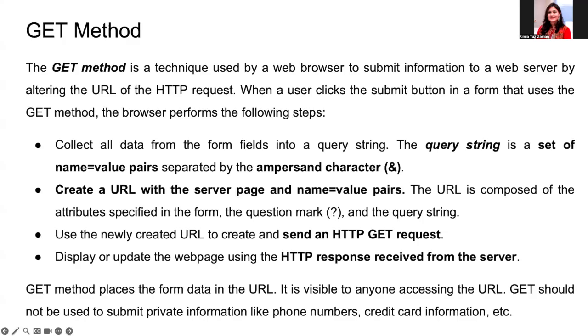Because the form data is visible in the URL, the GET method should only be used for simple, not sensitive data like search terms. It should not be used for private information such as phone numbers or credit card details.